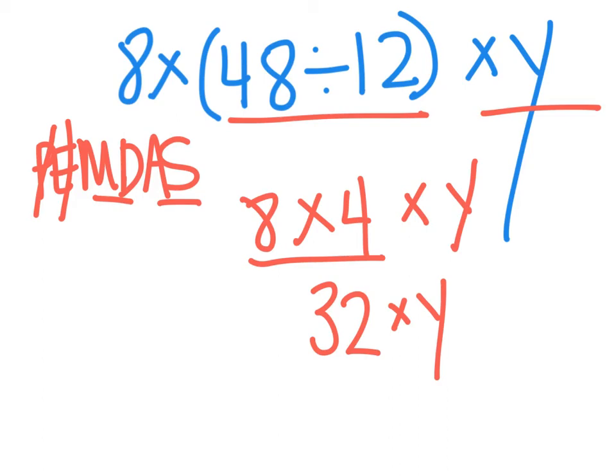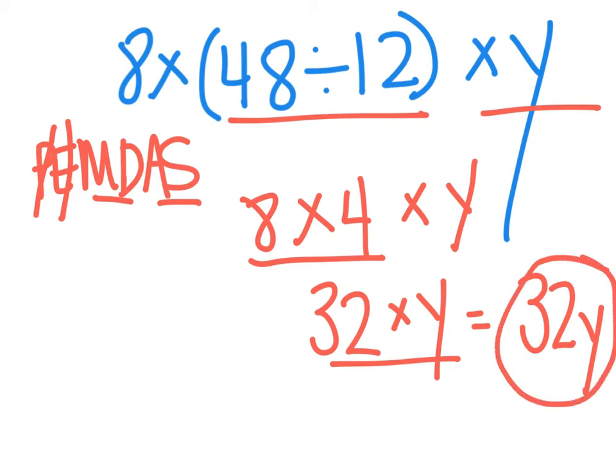The only way I could make this 32 times y a touch simpler is by writing 32y. So that would be my simplest answer I can get. Remember, when we don't have a symbol or operation, that means times. So 32 times y is just 32y. That's as simple as I can get, so this would be the correct answer.